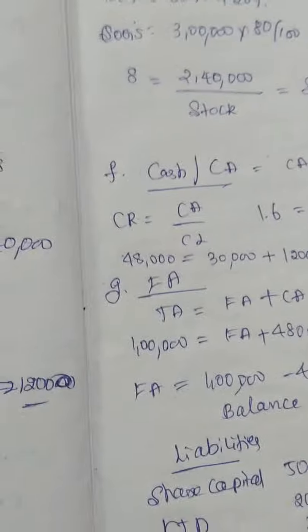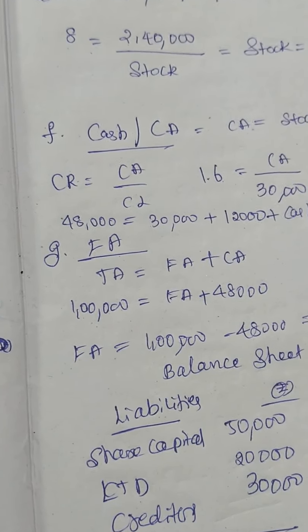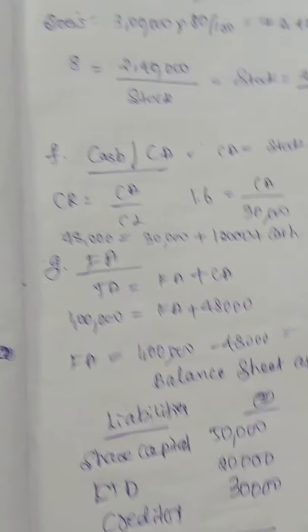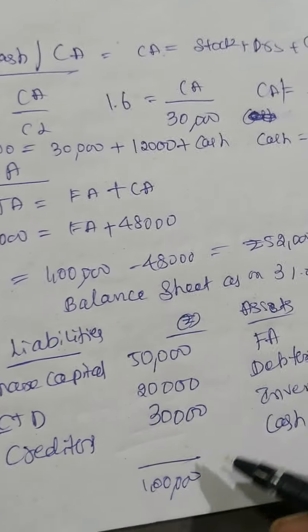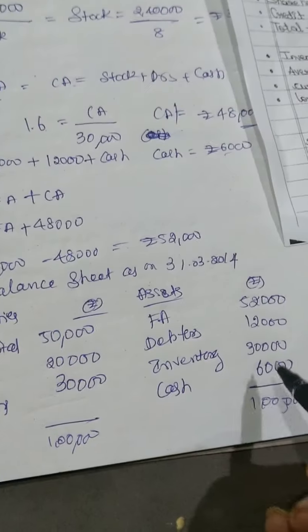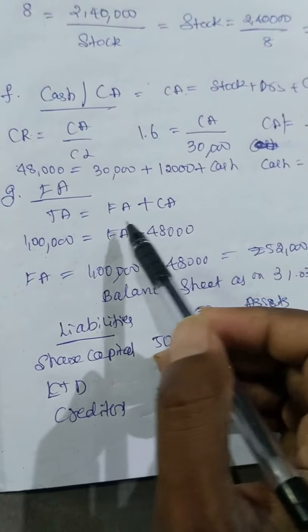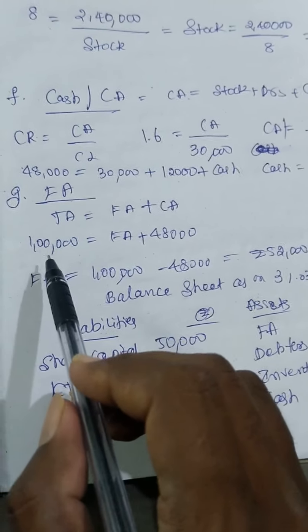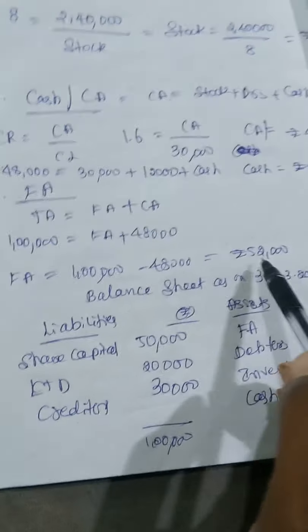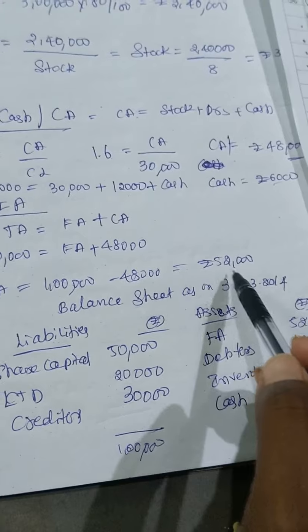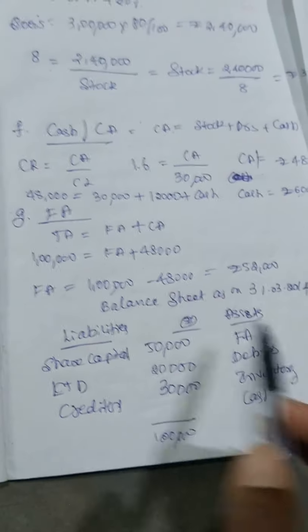Now the final one is fixed assets. You can take the total of assets minus current assets, and you will get fixed assets. Or you can use this equation: total assets equals fixed assets plus current assets, that is 1 lakh equals fixed assets plus 48, and you will get 52,000. So you need to prepare this balance sheet.